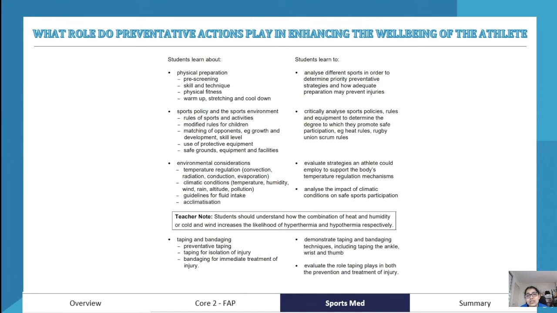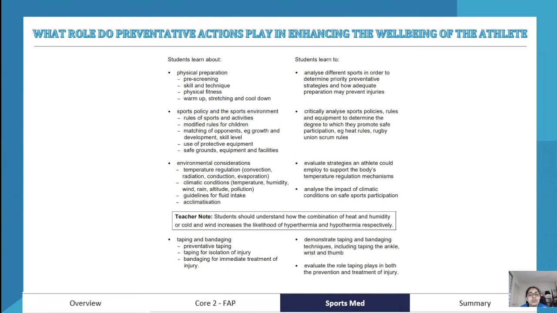Matching of opponents, so this is something that you'll discuss: all events should be organized in ways so that opponents are evenly matched up. If you've got huge physical differences, we can see how one player may benefit more in comparison to the other player.